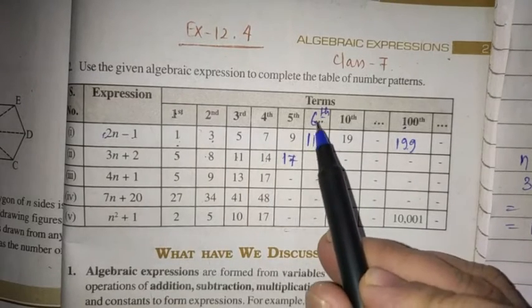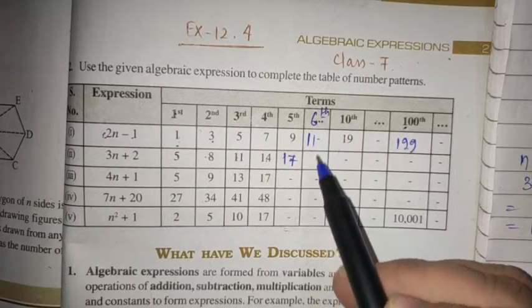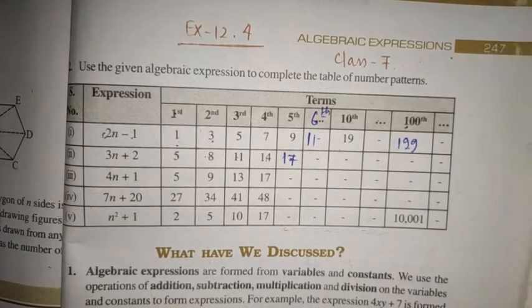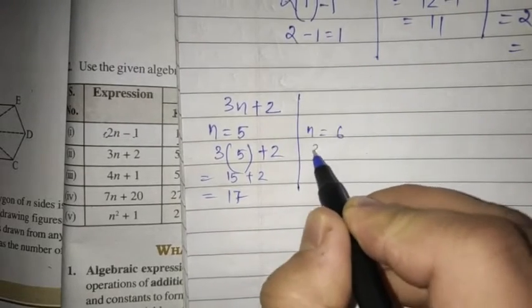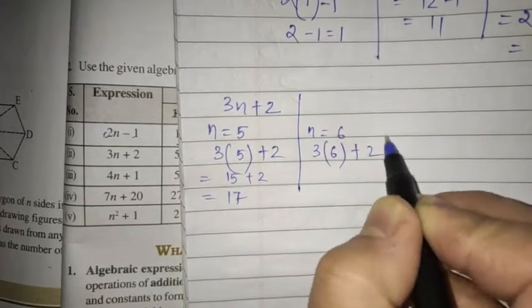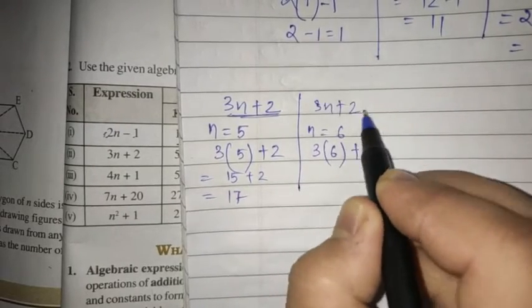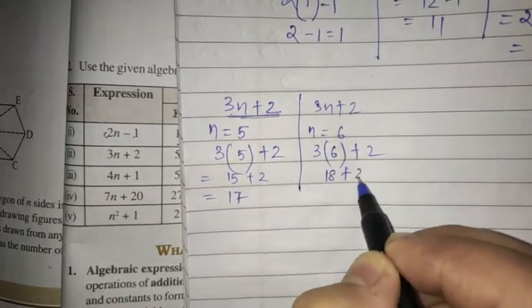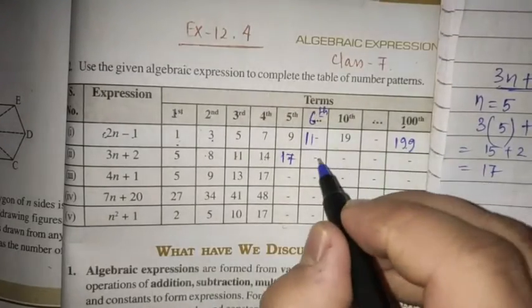Alright, then what would be the value of the sixth term? When n is equal to 6, then it is 3 times 6 plus 2. The expression is this only, 3n plus 2. So let me write here. 3 sixes are 18, plus 2 is equal to 20. So 17 plus 3 is 20.